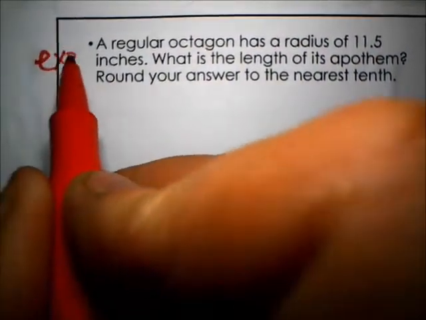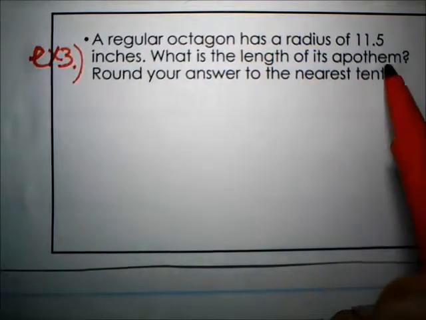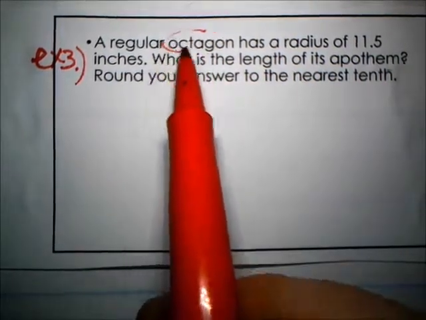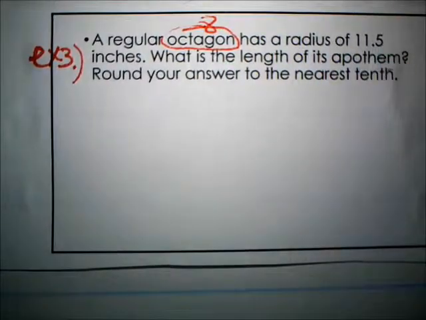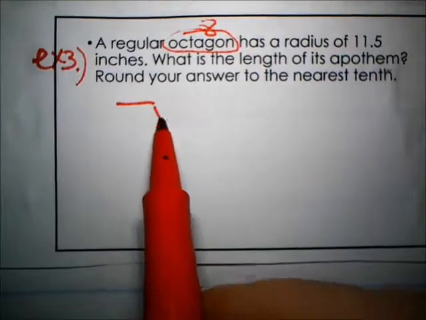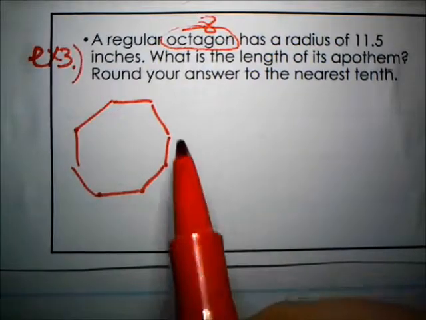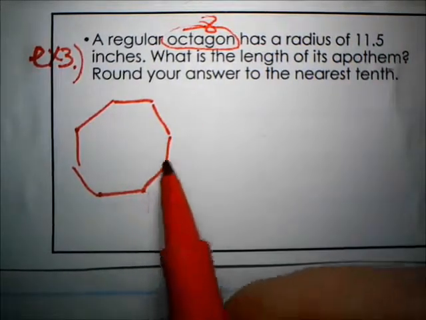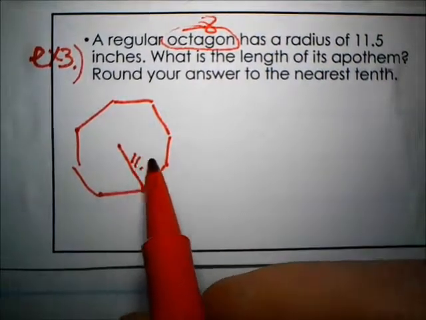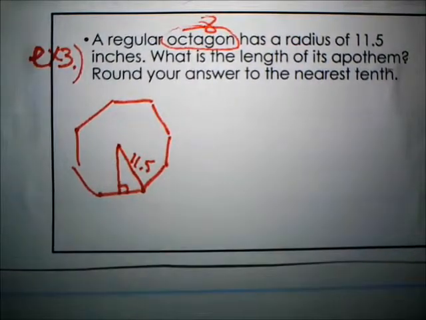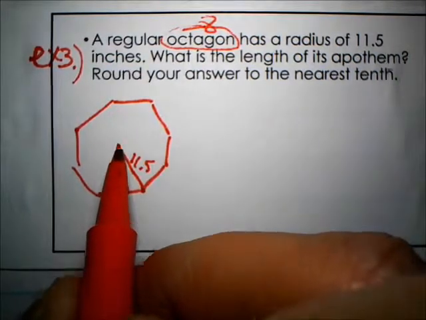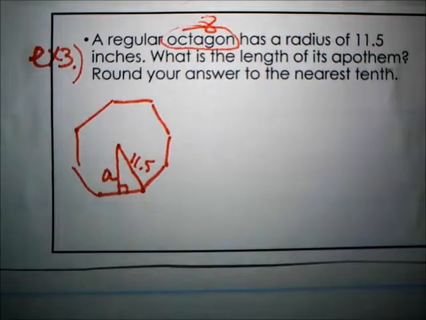Using that idea for example 3, now we're going to actually find the length of the apothem. This is a regular octagon, which means it's 8 sides, with a radius that is 11.5. If I draw an octagon as best as possible, it says the radius is 11.5, so that means from a vertex to the center is 11.5. So if I draw a line straight down, I create the right triangle that I'm looking at. It wants to know the length of the apothem, which is this line from the center perpendicular to the side. So I'm going to put a little a for that side. That's the apothem.